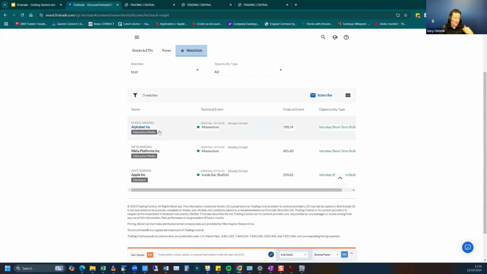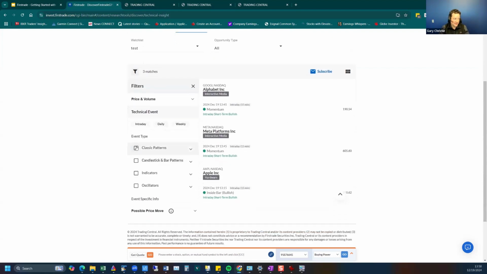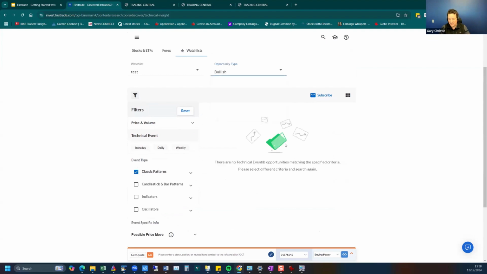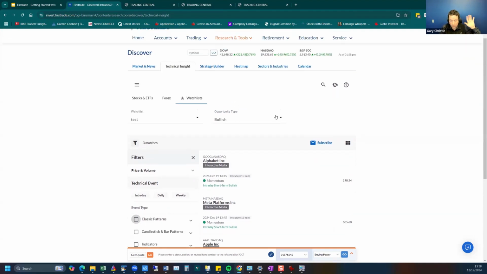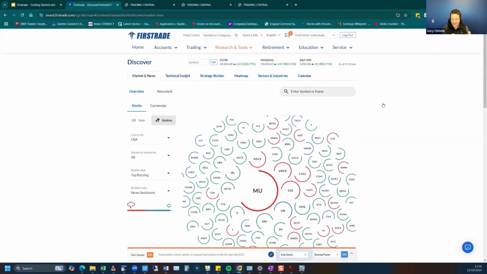So I can go ahead and look for specific technicals on my criteria. I say it's classic patterns, bullish. Nothing comes up. I don't have a big list here, right? So I can keep going in and editing it. But this is the never-ending process, where we can go ahead and do research and fine-tune your strategies and set alerts, watch lists, you name it, right? So that's Trading Central Insights, mobile and desktop.